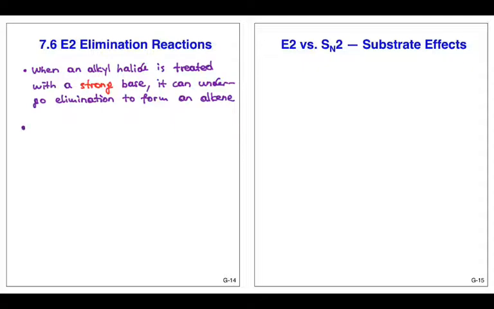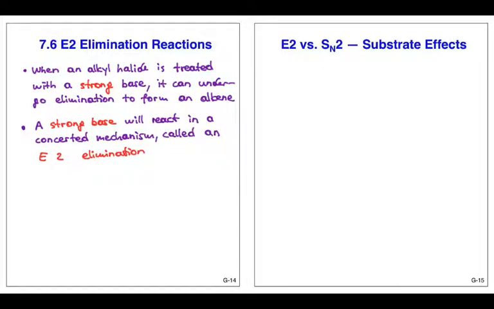So now with a strong base, the elimination process will occur in a concerted manner, kind of like how an SN2 substitution also happens. All the steps of an SN2 reaction also happen all at once. Right? So such a concerted elimination process is called an E2 elimination.